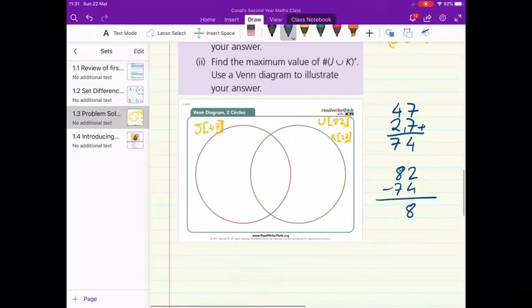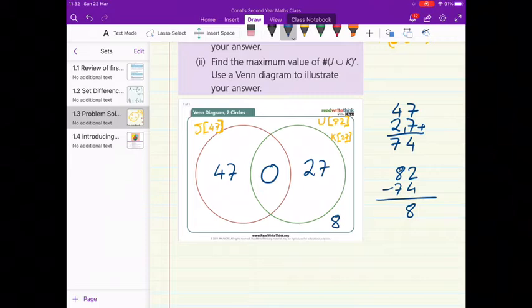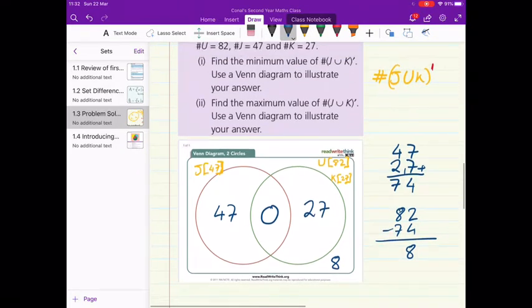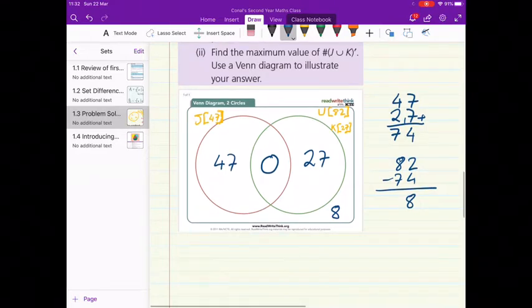So that means we could have 8 people outside, 47 people here, and 27 people here, and absolutely no one in the middle, so no one that's a member of both sets. So you have 47 in the set J but not K, 27 in the set K but not in J, and 8 outside both of them. That's one option we could have. That is for the minimum value of J union K complement.